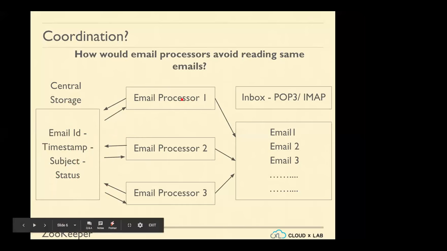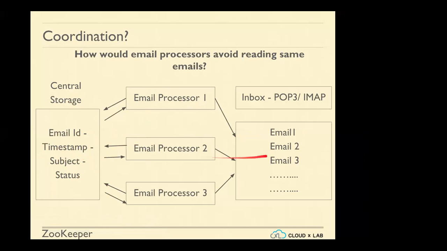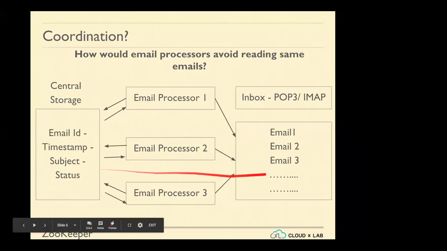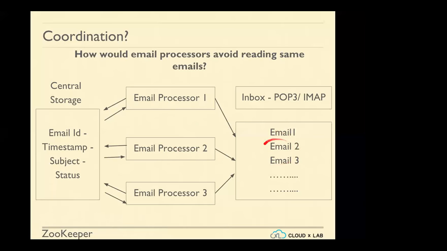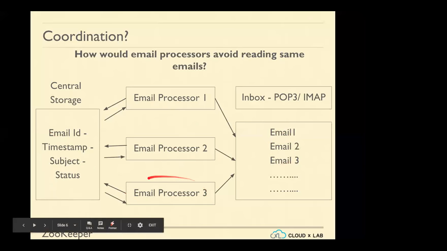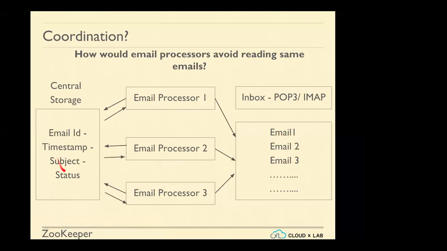Okay, email processor one came, started processing email one, and made an entry here saying, I am processing email one, nobody touches it. Email processor two comes in and takes a look at this and says, since email one is being processed by this guy, I'll pick up email two, and makes an entry that, hey, I'm using email two, nobody touches it. Then email processor three comes in and sees that the first two are still busy, being processed by the others. Therefore, let me just process email three.